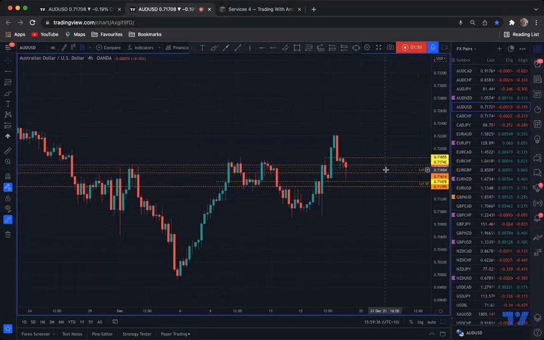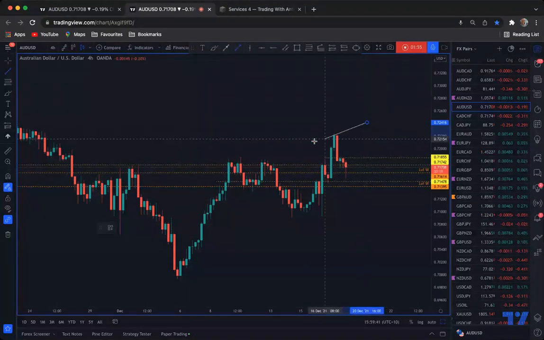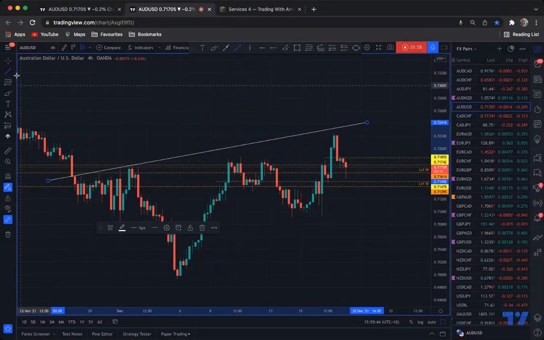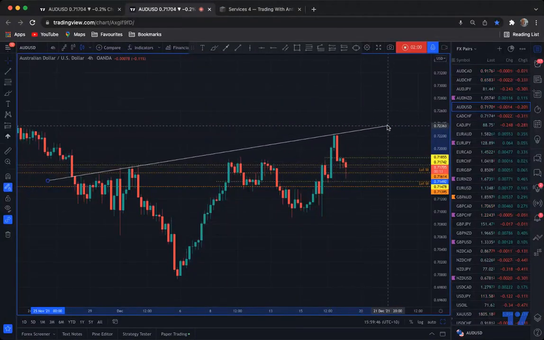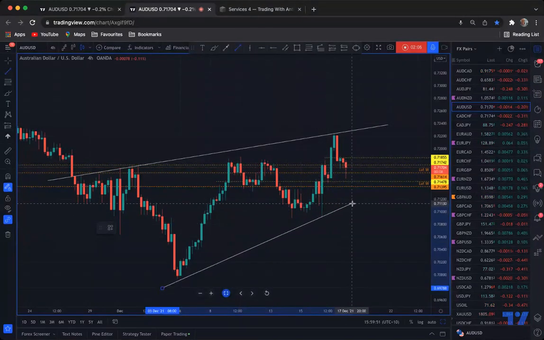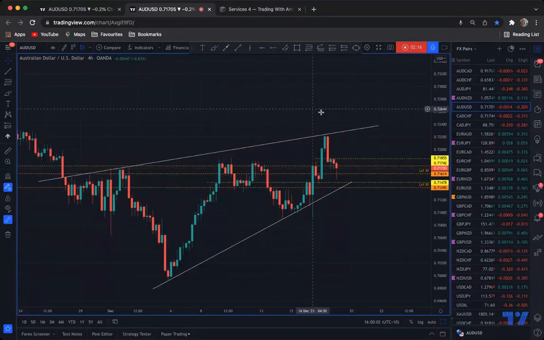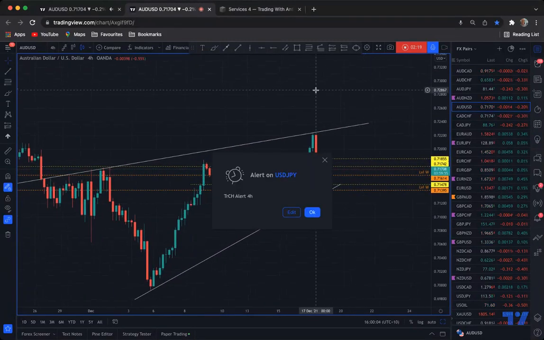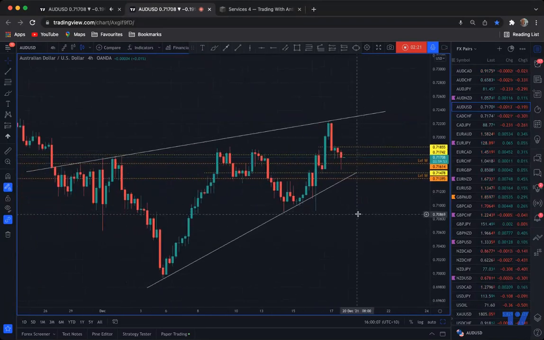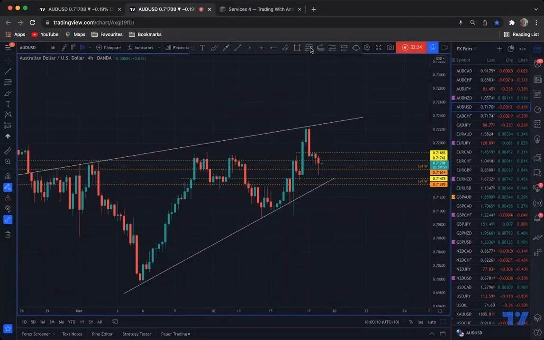From this perspective here, we have a bit of a channel. Pull that through here. Highs, lows. Let's take it through the candle bodies. And my thing with this would be, we're getting some alerts.